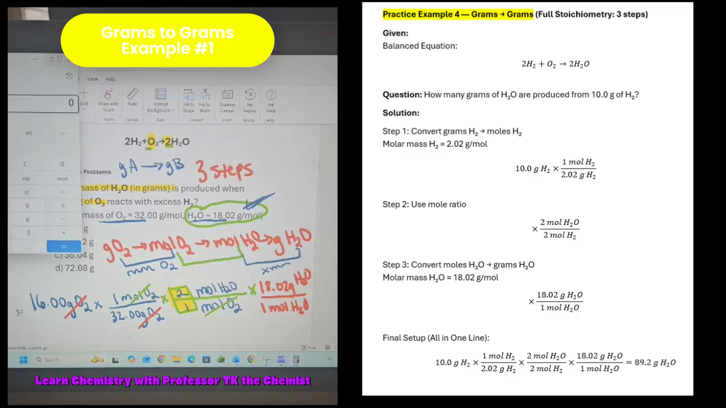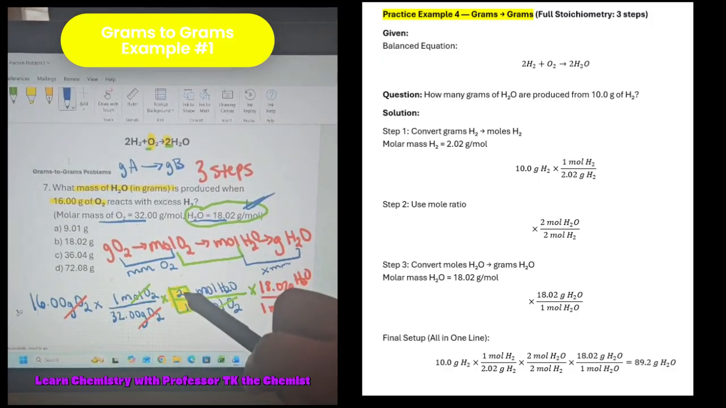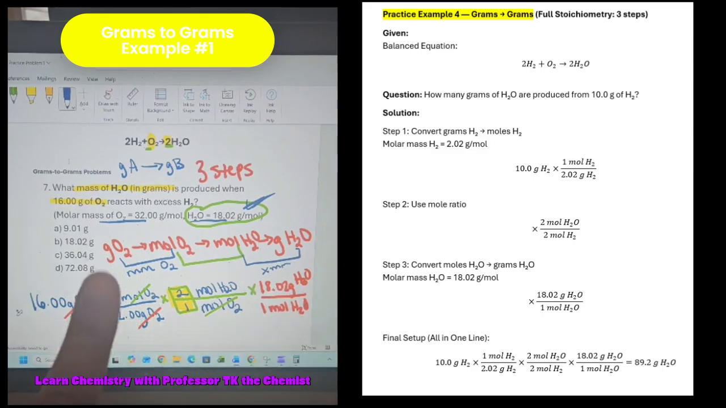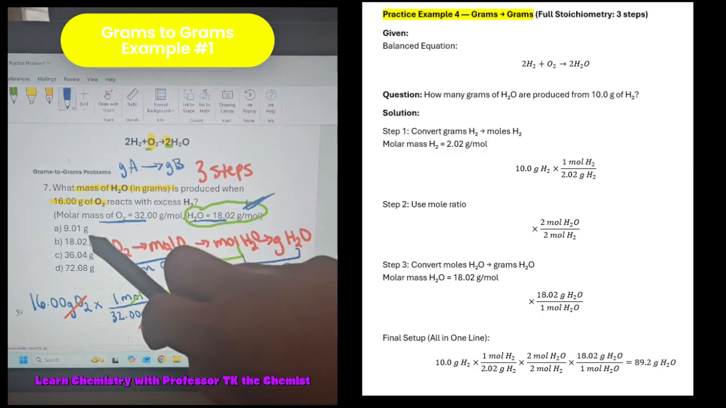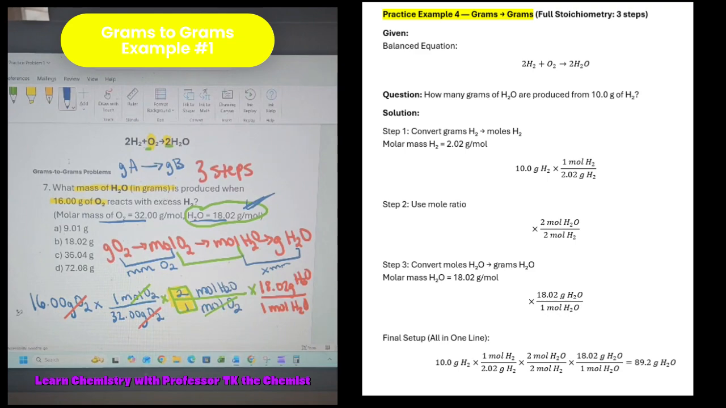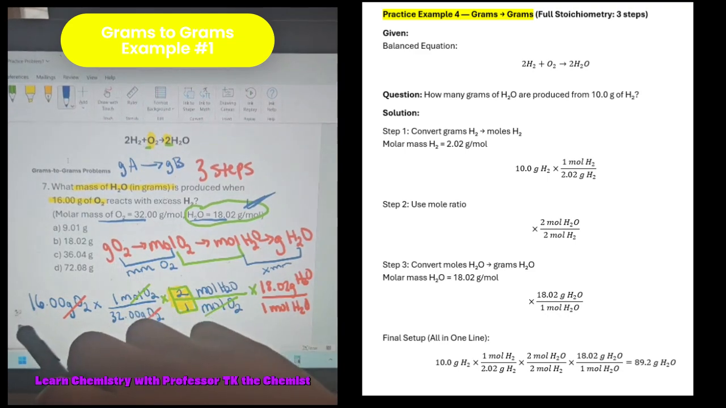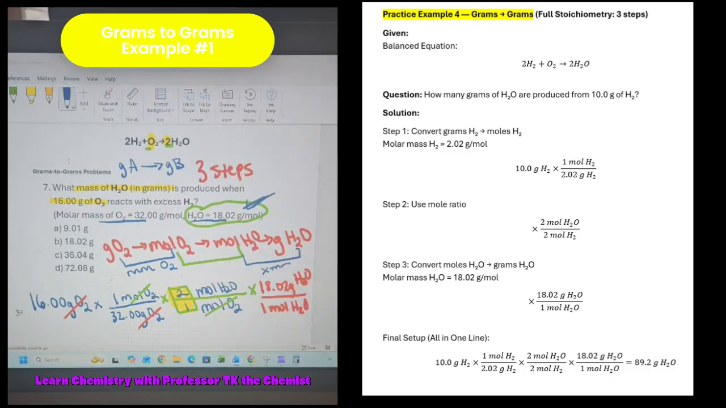Now, let me show you another little trick. When you get comfortable with numbers, you'll begin to see how, what's 16 times 2? 32. What's 32 divided by 32? 1. What's 1 times 18? 18. When you get comfortable doing these numbers, you don't have to plug all that in. But just in case you want to know, let's do it. 16 times 2 times 18.02 divided by 32 gives you 18.02. And just like that, we still end up with letter B.